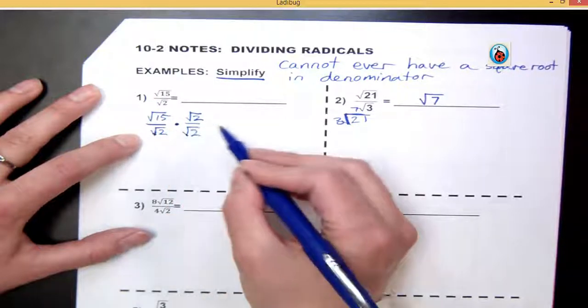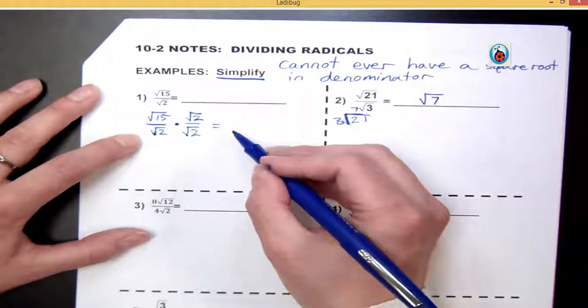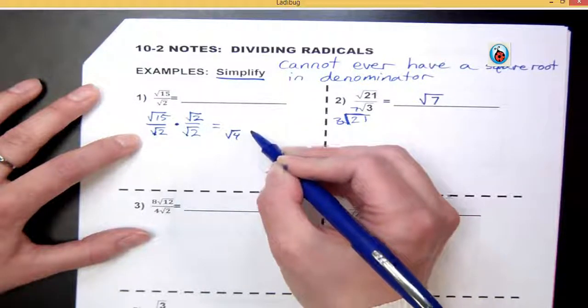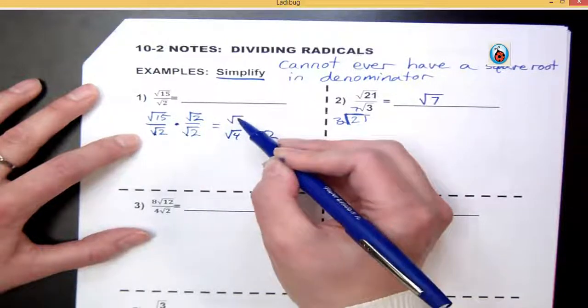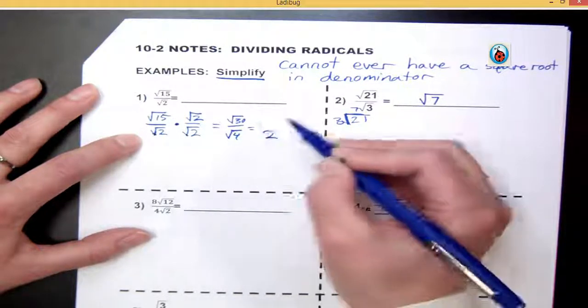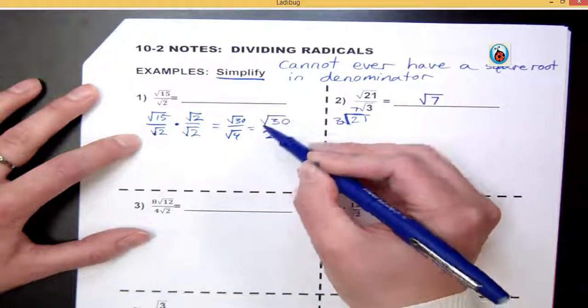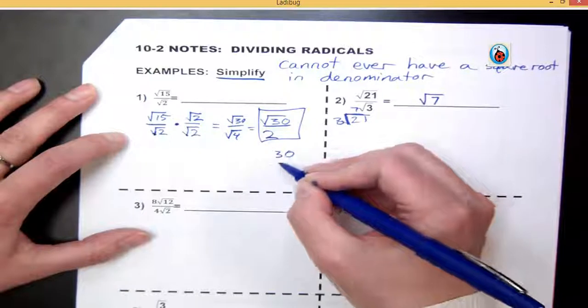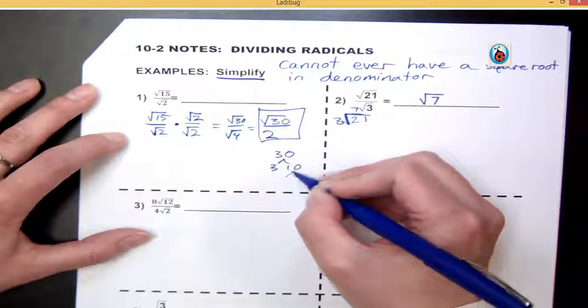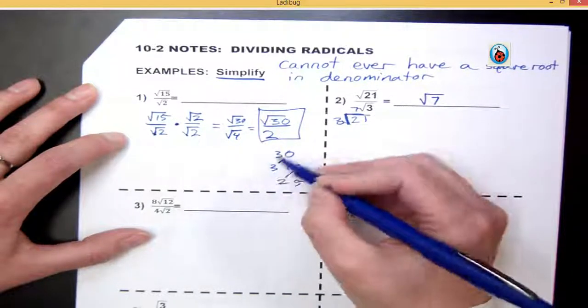Square root of 2 times square root of 2 equals the whole number 2. We could write it as square root of 4 first, which equals the whole number 2. And then square root of 15 times 2 is just square root of 30. And that's our final answer. We need to double check. Does 30 simplify? It goes to 3 and 10, 2 and 5. Can't simplify 30.